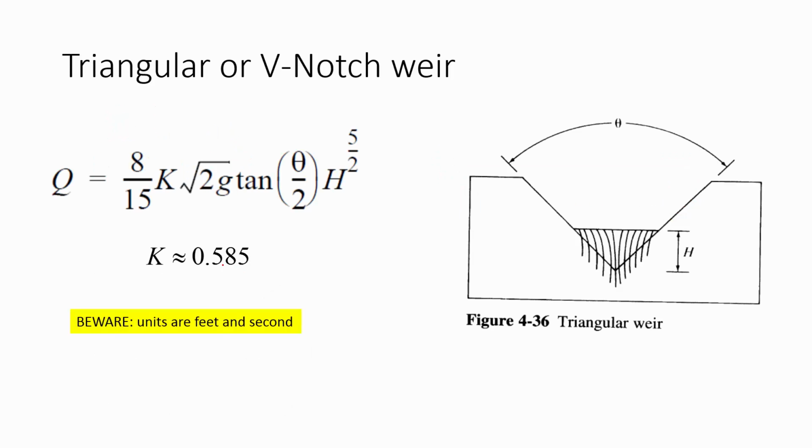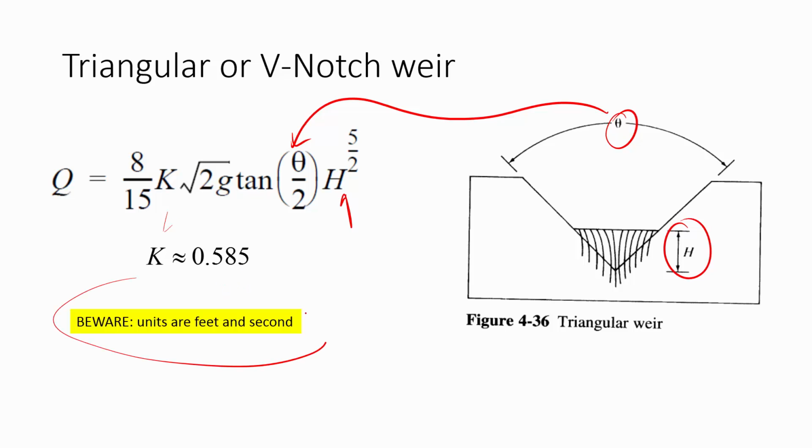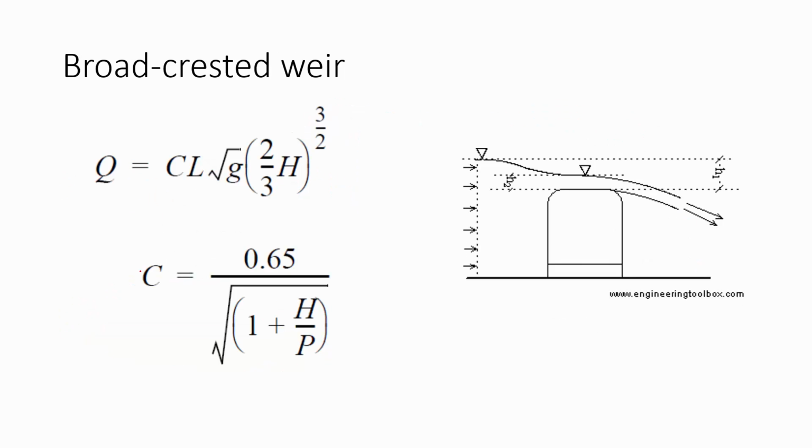In the case of a triangular or V-notch weir, you have an angle theta, and that's what you have here. And then H is the head on the crest in this case, and then the K value, which is approximately 0.585. Again, this only applies for units of feet and seconds. Then we have the broad crested weir, which is sort of like a little dam that could be used to measure the flow. We have a constant, and we have the length and H, which is the H on the crest.